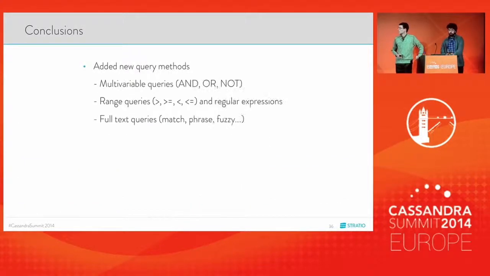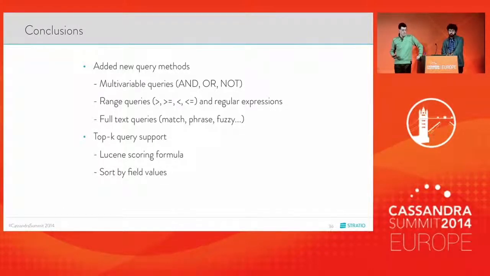So some conclusions: we have added new query methods. We have support for multivariable queries with different connectors: and, or, not. We support range queries in this type of indexes, regular expressions when you try to make filter searches, different types of filter queries like match, phrase, or fuzzy, and we support top K queries by means of adapting the coordinator logic, so we can order the results before returning them back to the user.